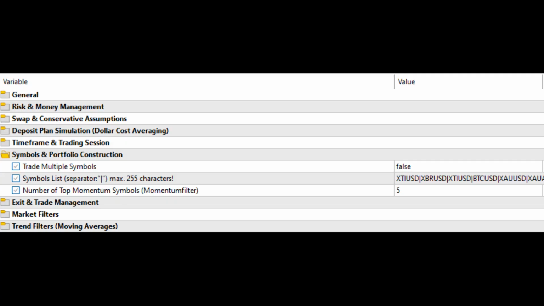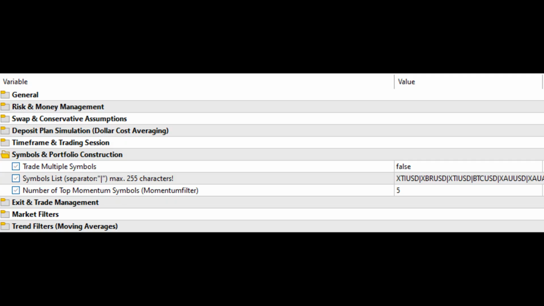In my own tests, portfolios of large technology stocks have also performed very well with the underlying logic. If you create a list of major tech names or so-called FANG and Magnificent Seven stocks, the strategy can capture their strong long-term momentum very effectively. So the symbol list is a powerful tool to adapt the expert advisor to different market universes.